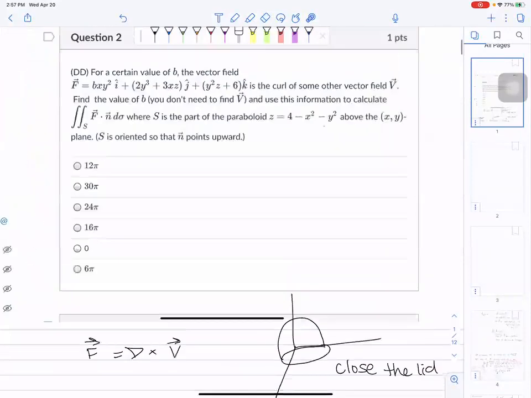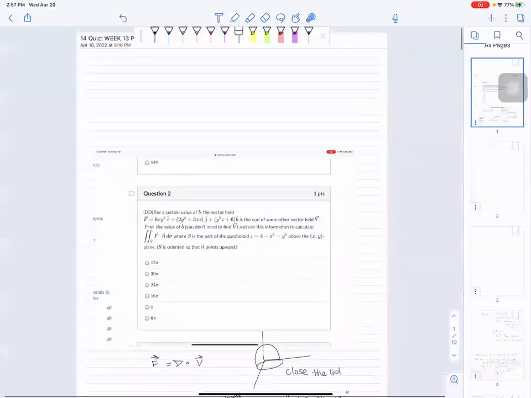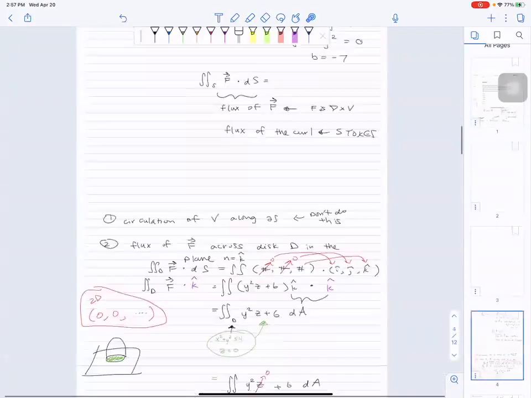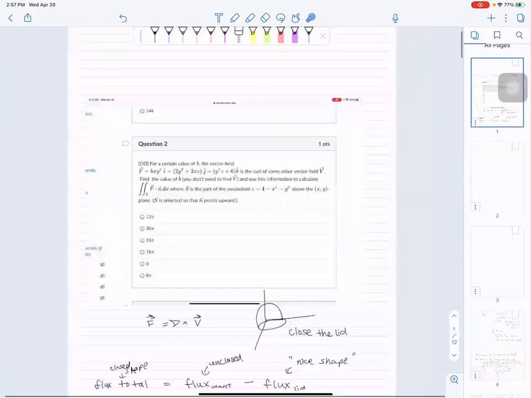Okay, so first thing we want to do. Oh wait, do people know how to find B? I forgot how I found B. How did I find B? Okay, let me first explain how to find B.